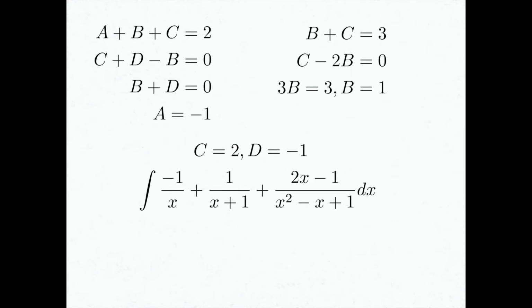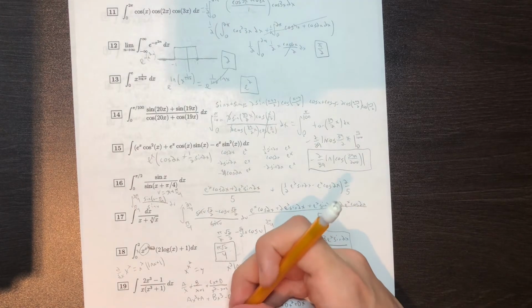Now, this actually becomes really easy to integrate because this is just negative natural log of x. This is natural log of x plus 1. And since the numerator is the derivative of the denominator here, this third part just becomes the natural log of x squared minus x plus 1. And if you wanted to combine these together, you could, but I'm just going to leave it like this for the answer.